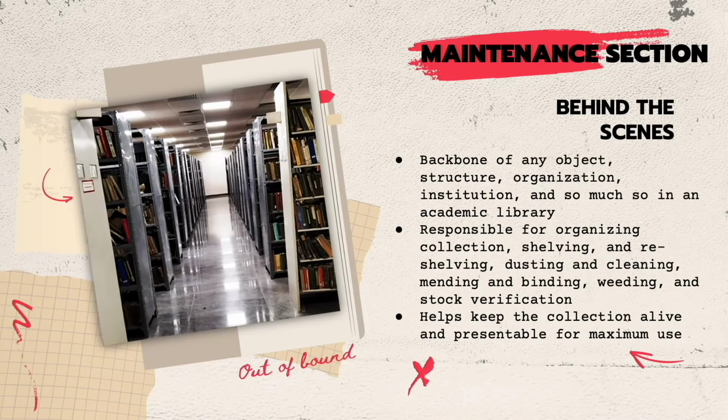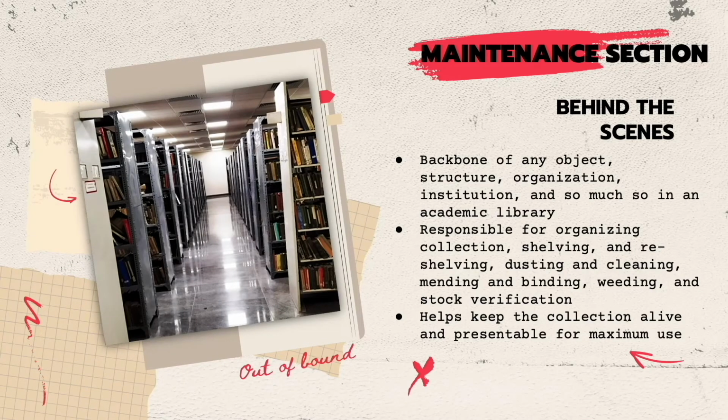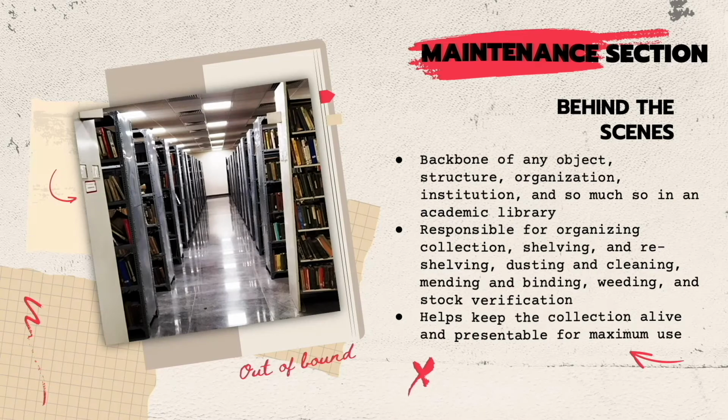Up next is the maintenance section. Maintenance work is the backbone of any object, structure, organization, or institution, and so much so in an academic library. The maintenance section is responsible for organizing the collection, shelving and reshelving, dusting and cleaning, mending and binding, weeding, and stock verification. Much of the work done in the maintenance section is behind the scenes, which helps keep the collection alive and presentable for maximum use.